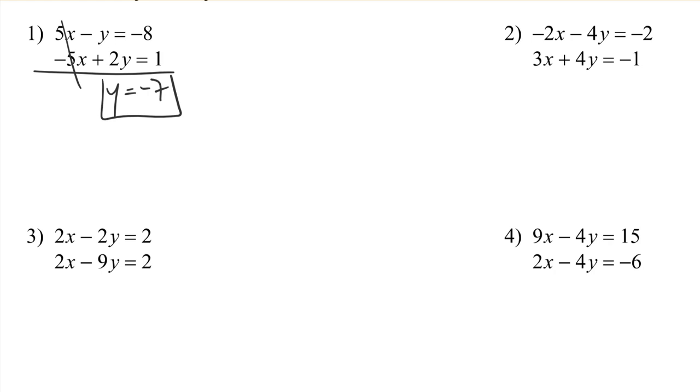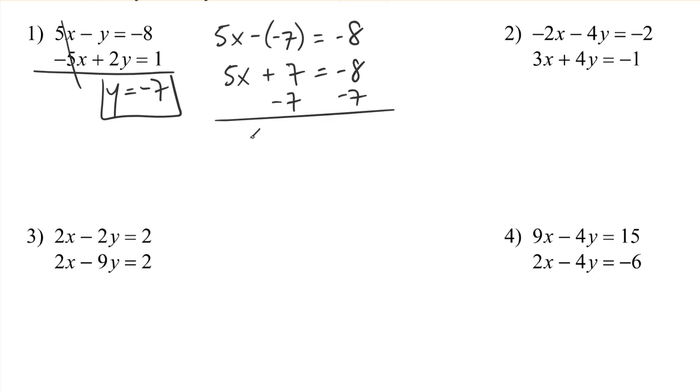Now we can plug this into any of those first two equations. We'll use the top one. 5 times x minus y equals negative 8. Substitute in our negative 7. Minus a negative 7 makes plus 7 equals negative 8. Subtract 7. 5x equals negative 15. Divide by 5. And x equals negative 3. So our solution is negative 3, negative 7.